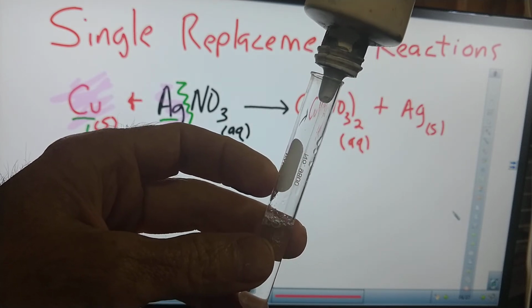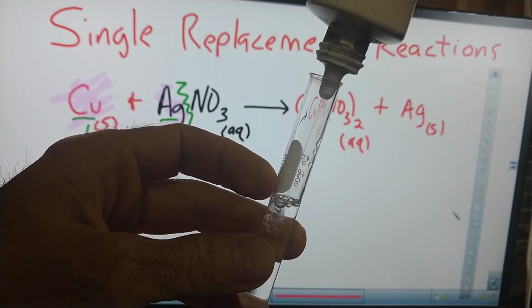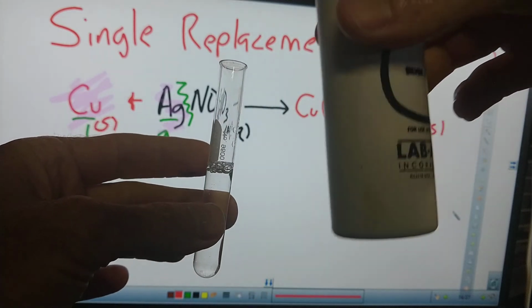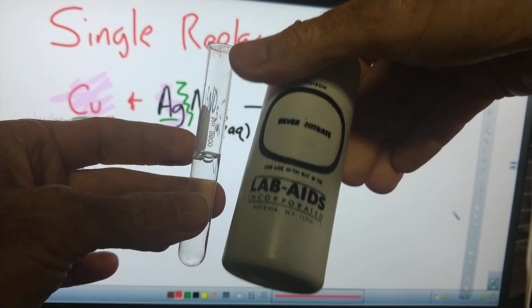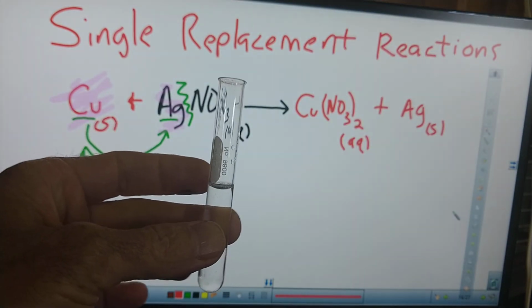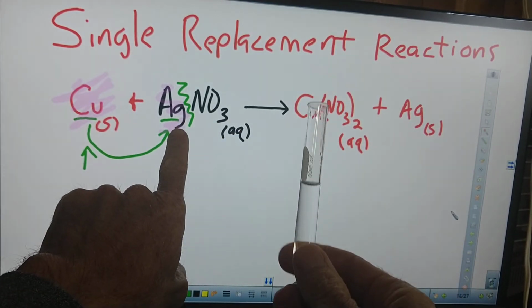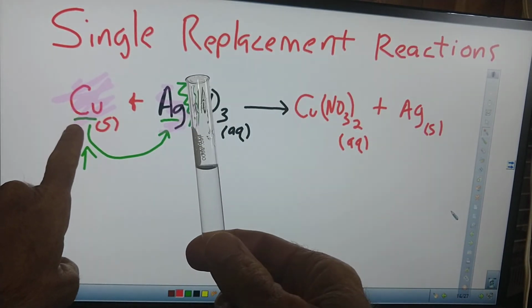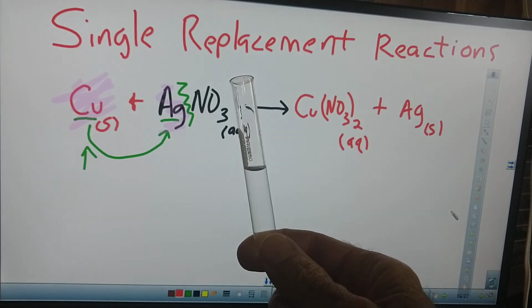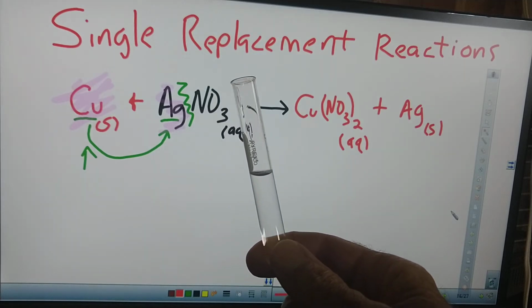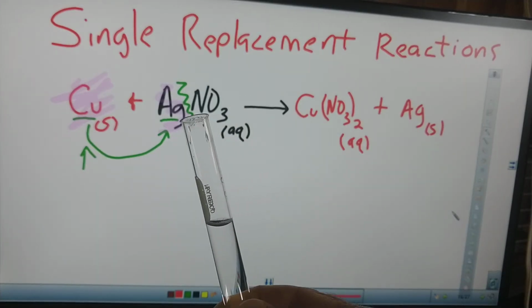And silver is expensive. All right, so I've got some silver nitrate here, AgNO3, right? This is what I've got in the test tube. I'm going to put some copper in there. I've got some little strands of copper.